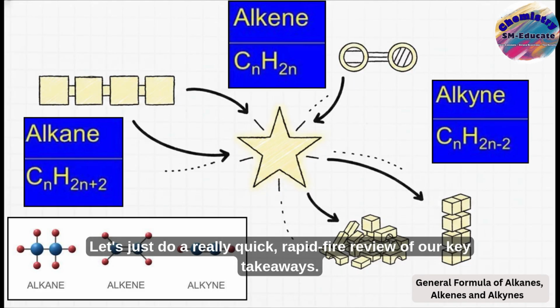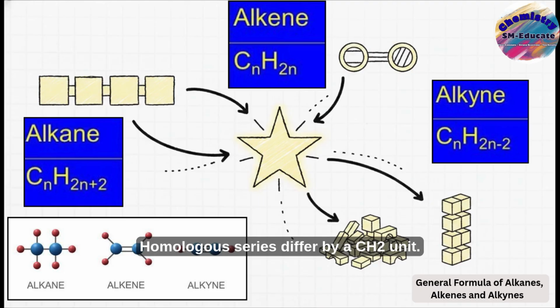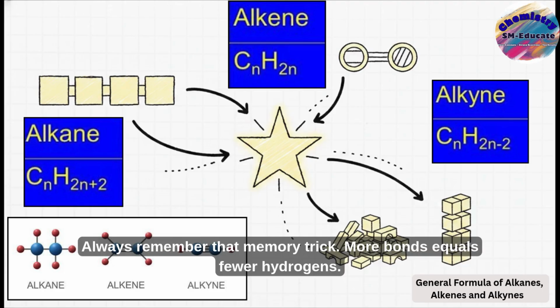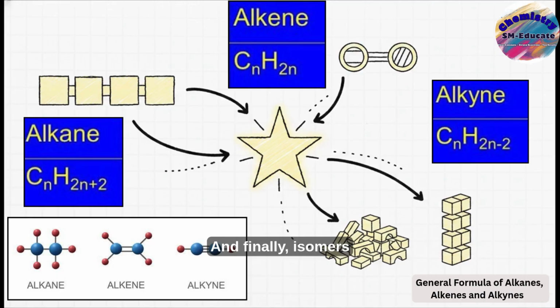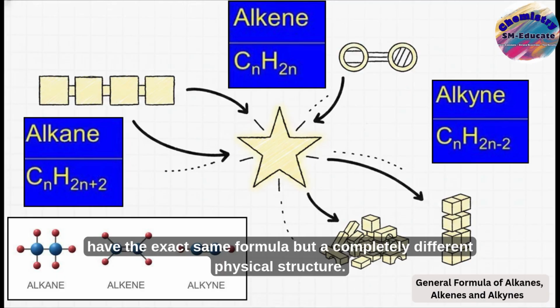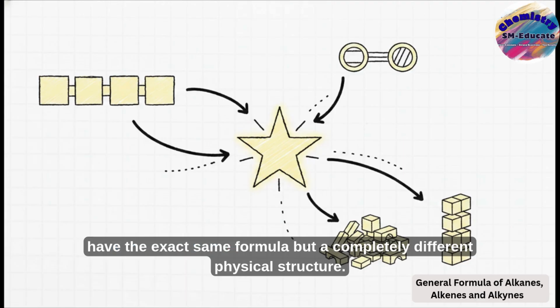Let's just do a really quick rapid-fire review of our key takeaways. Homologous series differ by a CH2 unit. Alkanes are CnH2n+2. Alkenes are CnH2n. Alkynes are CnH2n-2. Always remember that memory trick. More bonds equals fewer hydrogens. And finally, isomers have the exact same formula, but a completely different physical structure.